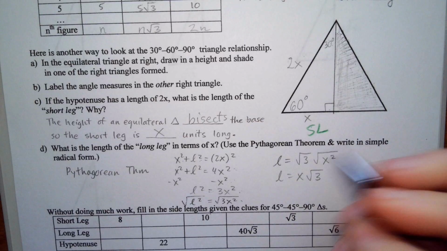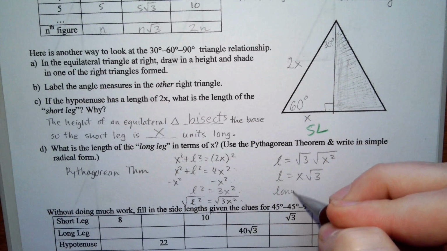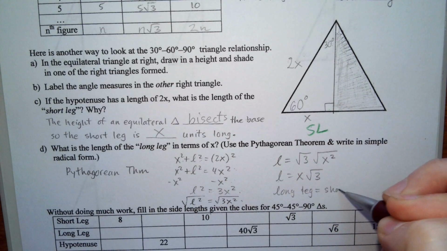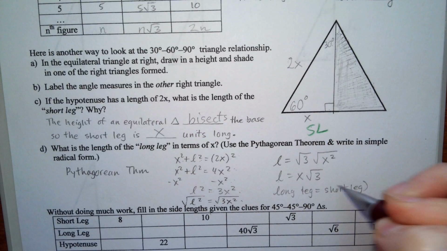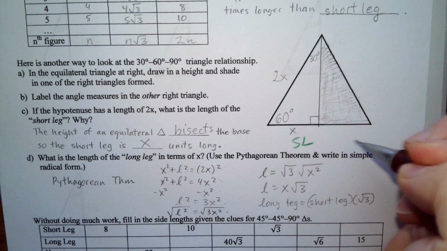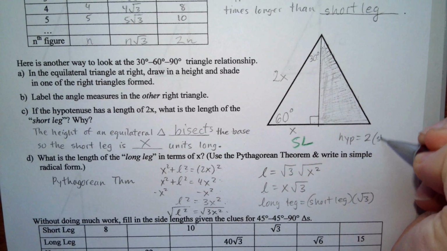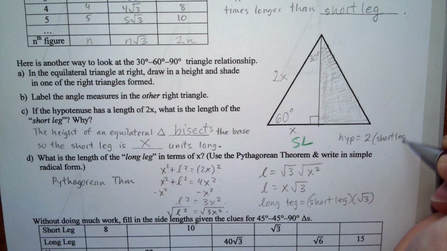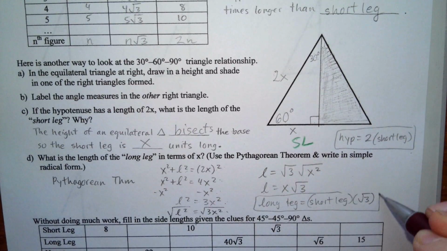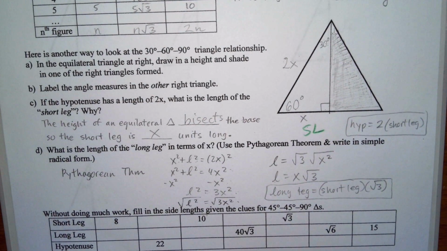Remember, L stands for the long leg. So we just proved that the long leg is equal to the short leg times root 3. And previously up here, we showed that the hypotenuse is 2 times the short leg. So keep those ratios in mind. They're going to help us quickly find the sides of a special right triangle, the 30, 60, 90 special right triangle.